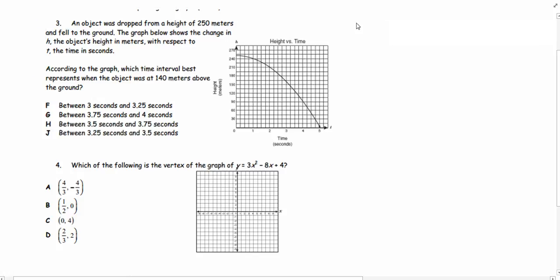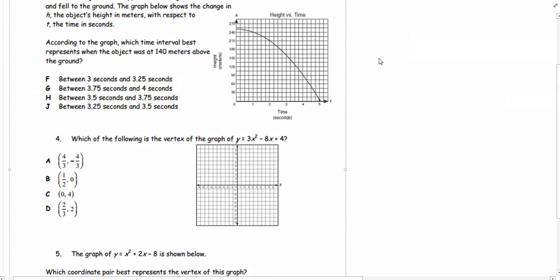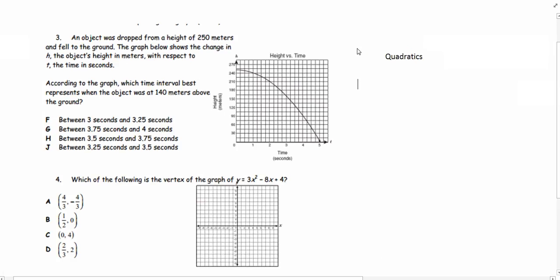Okay, in this video we're going to study some quadratics again, and this time we're still going to be using the calculator on occasion, but we are looking at quadratics once again. Okay, so let's look at the first one.